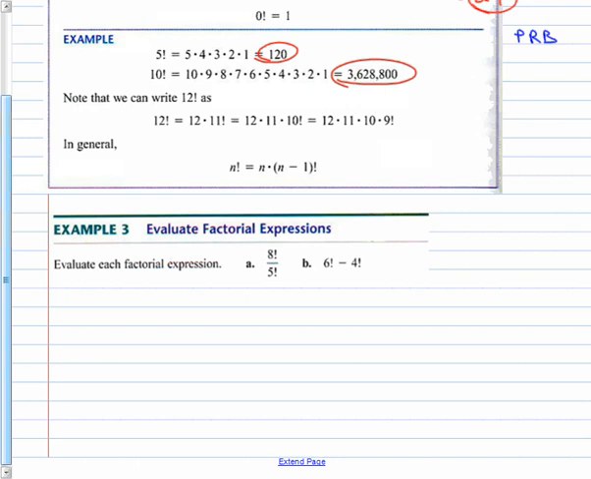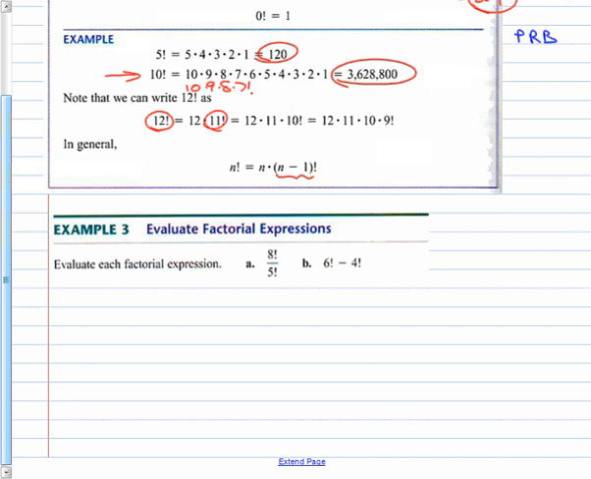In general, n factorial is always the number times one less than that number factorial. 12 factorial is 12 times 11 factorial. You can say that for anything. At any point in a factorial sequence, you could stop and say that number factorial. In other words, 10 times 9 times 8 times, I could say, 7 factorial. That would take care of the rest of it.